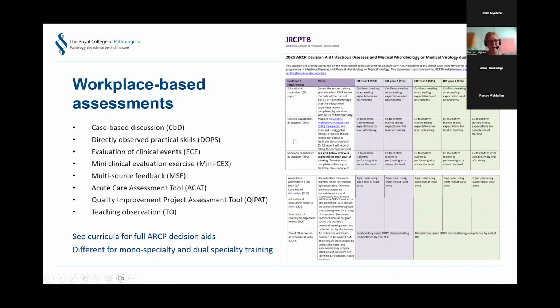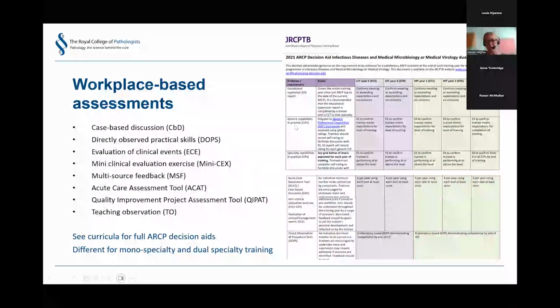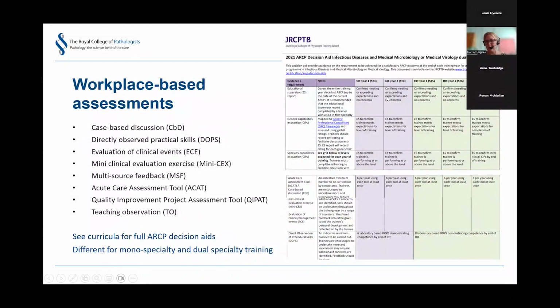Essentially, down the left-hand side is what's required. Every year, you can see along the top that you need an ESR report, so you need to have your regular meetings with your ES. I thought I'd show at the bottom here the indicative minimum number of workplace-based assessments. In CIT year 1 and 2, you need 6 per year, using each tool at least once.